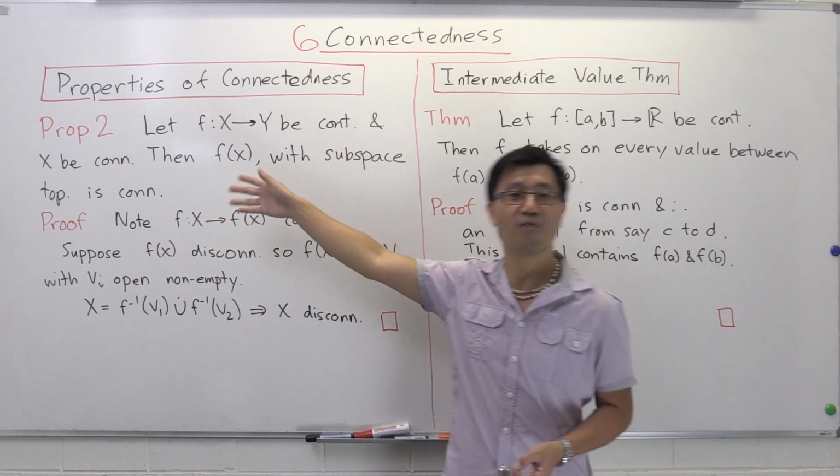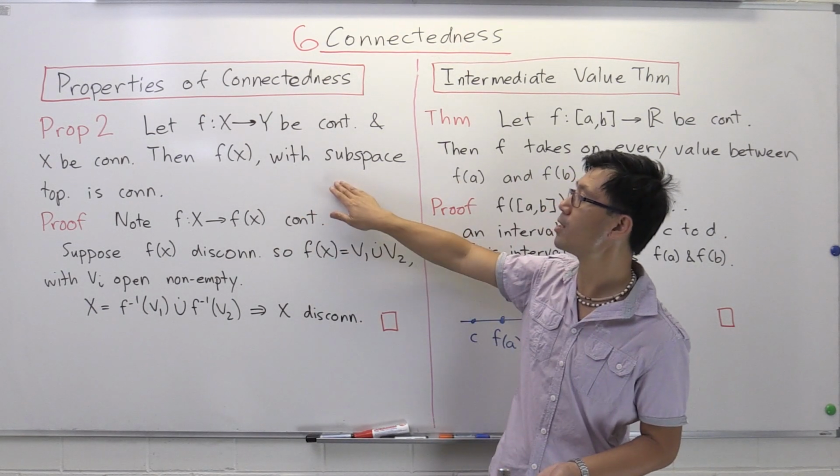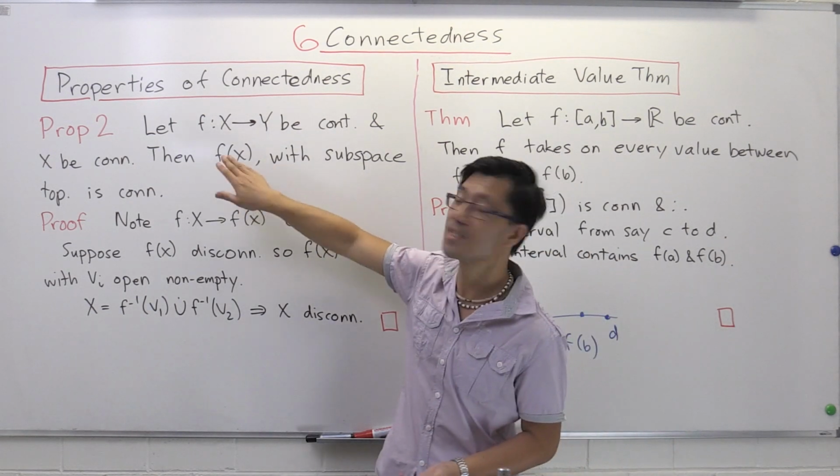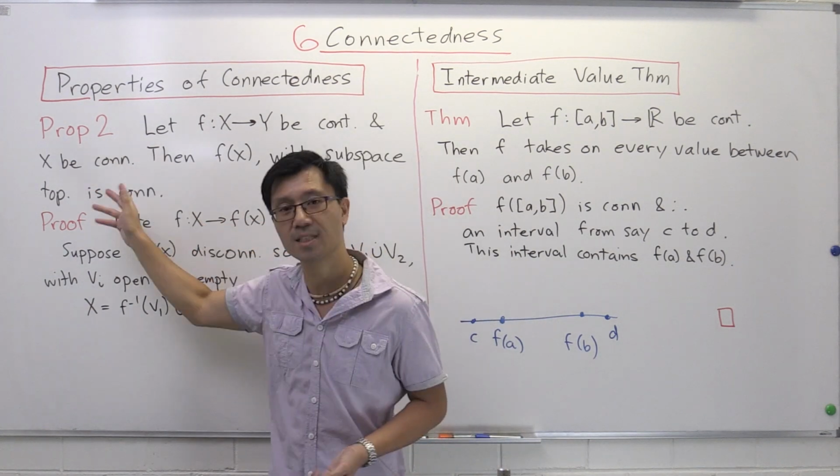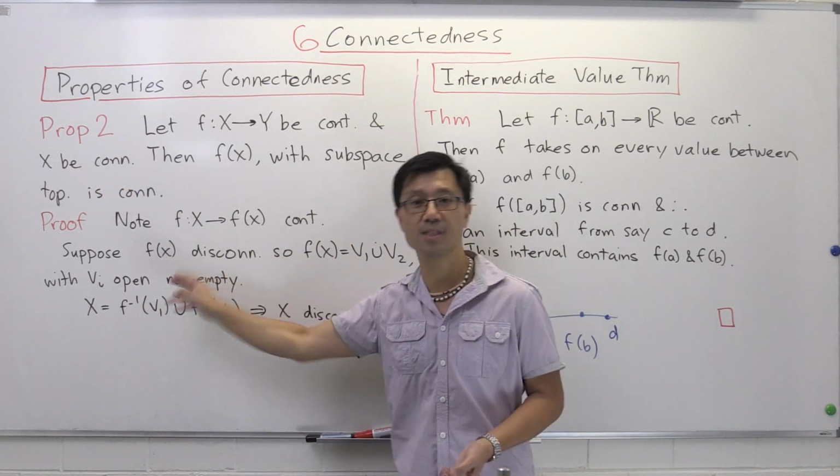So the way we'll prove this is via the contrapositive. What we'll do is we'll assume instead that f of X is disconnected, and we want to show that X is disconnected. So let's suppose f of X is disconnected.